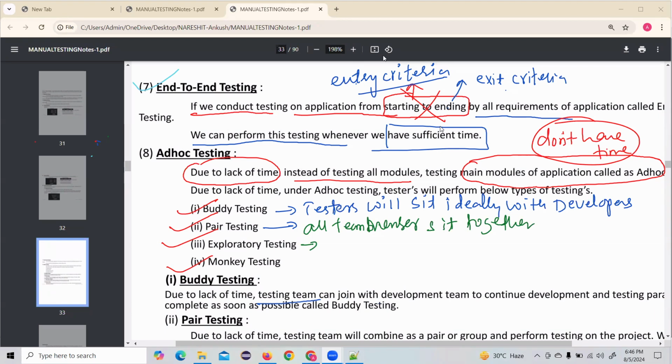So look here. What is meant by ad hoc testing? Under ad hoc, we will be having four types. They'll ask you this question for sure. If you don't have sufficient time, what does that mean? Don't have sufficient time in the sense what? What is the date today? It is 5th. Am I right?